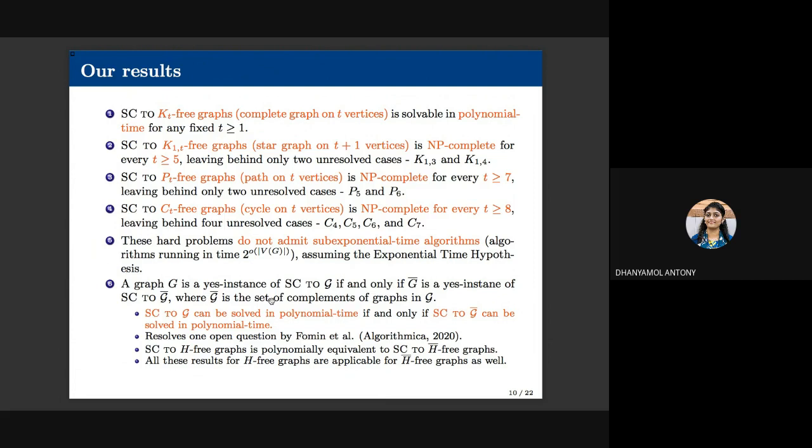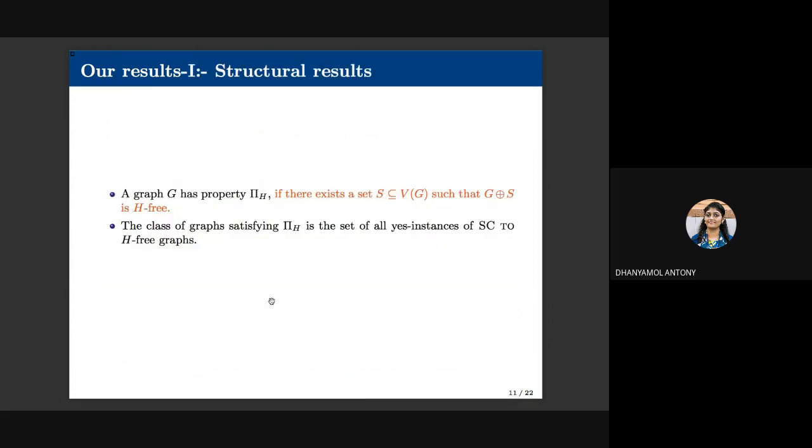And it also implies that SC to H-free graphs is polynomially equivalent to SC to H complement-free graphs. Thus, all the results we have obtained in this work are also applicable to the H complement-free graphs. Now, moving to our first result.